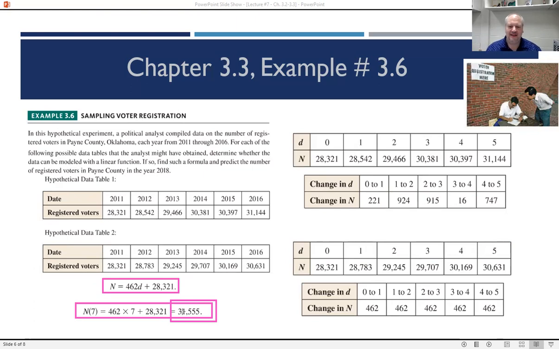Okay, so I hope that that's clear. That's the idea of how you look at data to determine if they are linear or not, and then write an equation or function of it, and then use it to make a prediction.